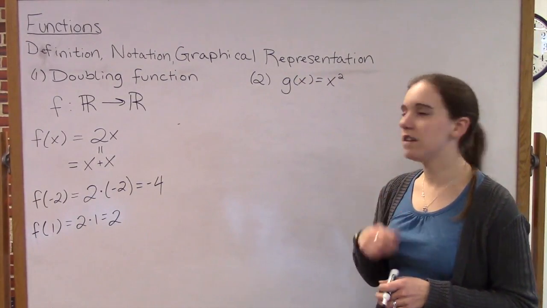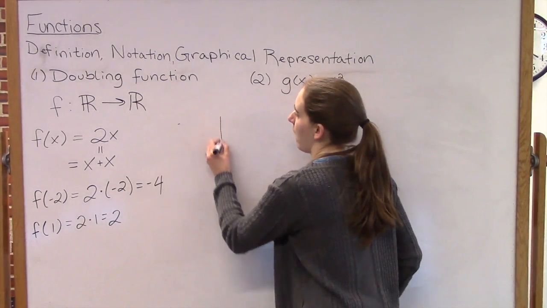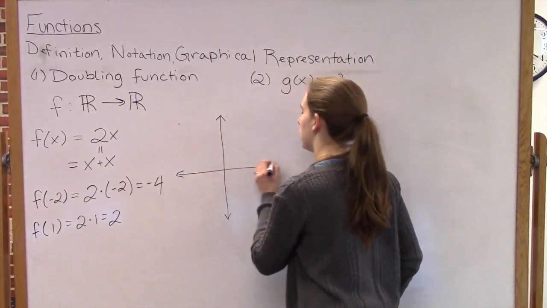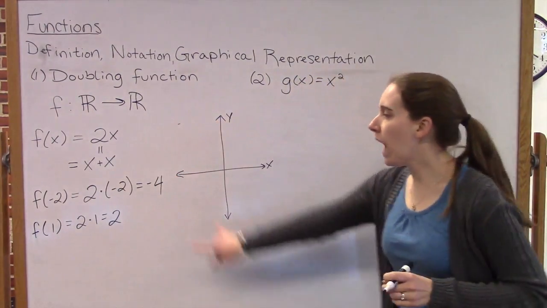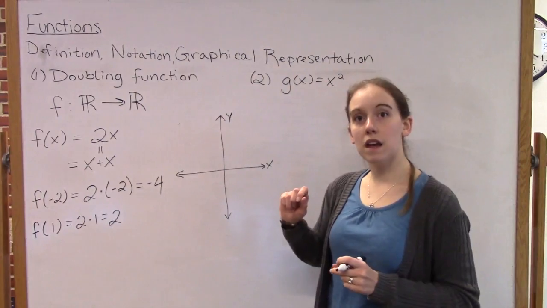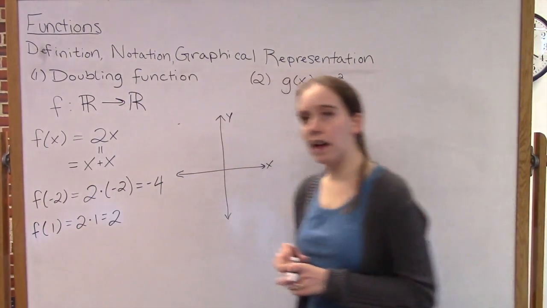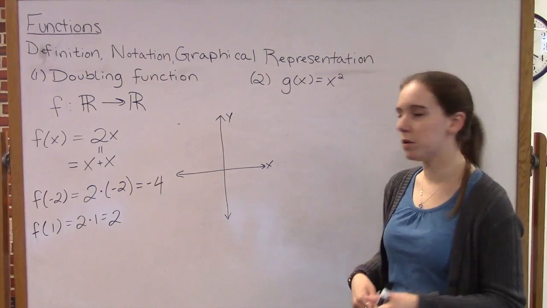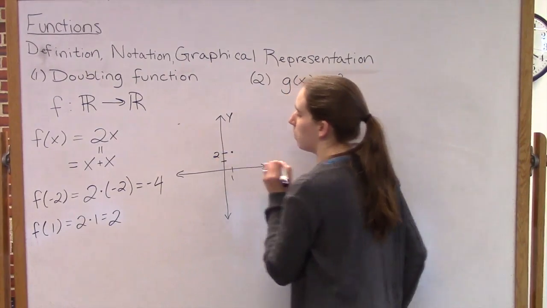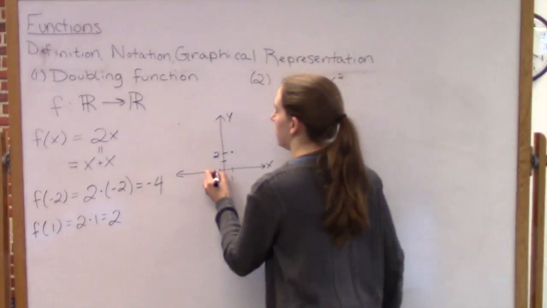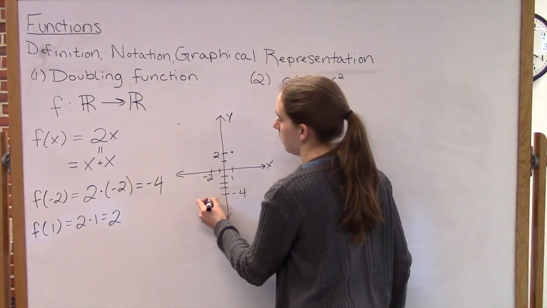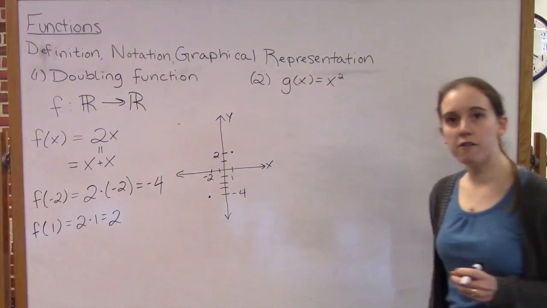Now let's also graph the doubling function. So I'm going to set up some axes. So here's x and y. So now I have 2 points that are going to be on my graph. If I input negative 2, I get negative 4. If I input 1, I get 2. So remember, my inputs are my x's, my outputs are my y's. So I get 1, positive 2. That's 1 point that's going to be on my graph. And then negative 2, negative 4 is going to be another point on my graph.